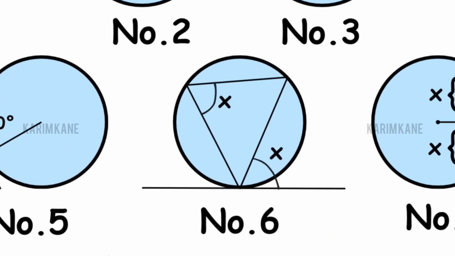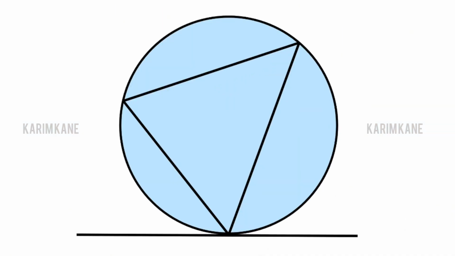The sixth circle theorem is the alternate segment theorem. For any circle, the angle formed between the tangent and the chord through the point of contact of the tangent is equal to the angle formed by the chord and the alternate segment. Now this one's a bit complicated, but I think if you look at the diagram, you'll understand how it works.